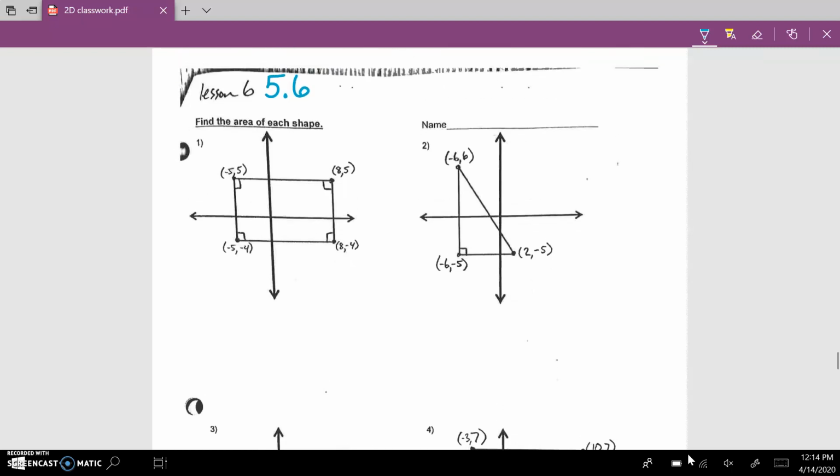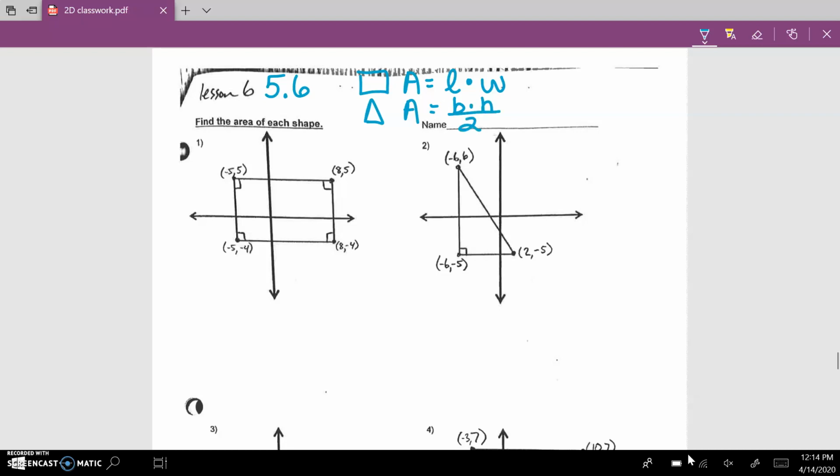So before we get started, let's put our formulas at the top. To find the area of a square, because it says we're going to find the area, or a rectangle, remember it's the length times the width. And for a triangle, the area is the base times the height divided by 2.